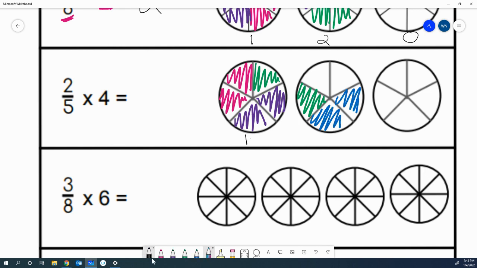So we can see we have one whole here, but that's the only whole we have. We've got 1, 2, 3 fifths on this one. So 1 whole and 3 fifths. 1 and 3 fifths. Let's go ahead and dive into the next one.